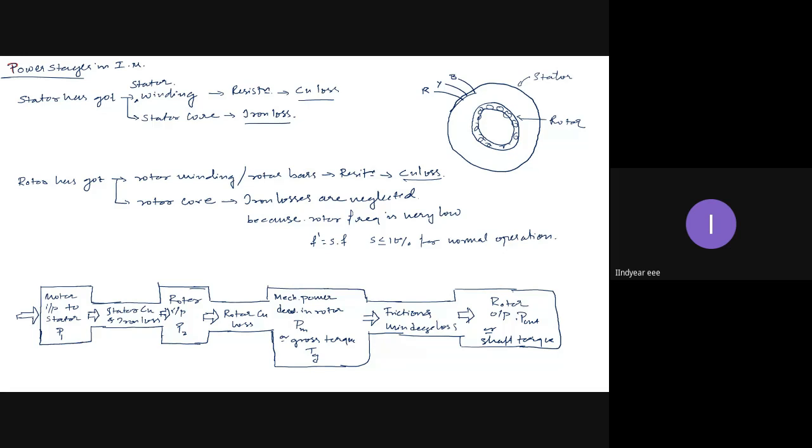So first input is given, stator copper loss and iron losses are satisfied, and the remaining is given as input to the rotor. Out of the rotor input, rotor copper losses are taken out, then gross mechanical power is developed in the rotor. Then that gross power will satisfy the friction and windage loss or rotational losses in the motor, and the remaining power is available at the output. Now we have to put all these things in the equations.